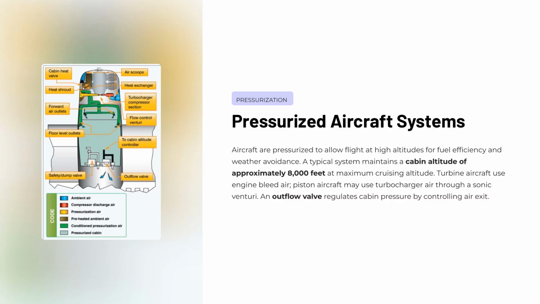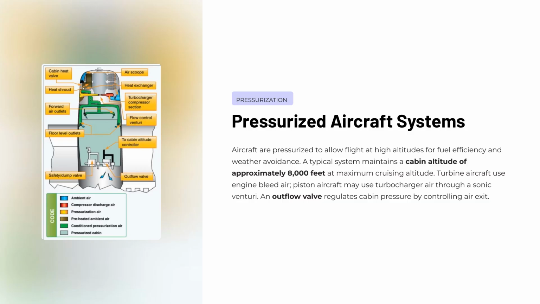Aircraft are pressurized to make high-altitude flight comfortable and safe for passengers and crew. At cruise altitudes, the outside air is far too thin to breathe, so the pressurization system maintains a cabin environment equivalent to roughly 8,000 feet, an altitude where the human body can function normally without supplemental oxygen. The way pressurization is achieved depends on the type of aircraft.